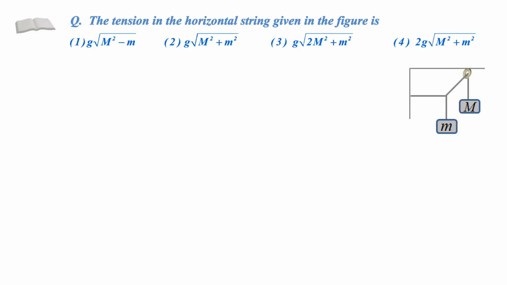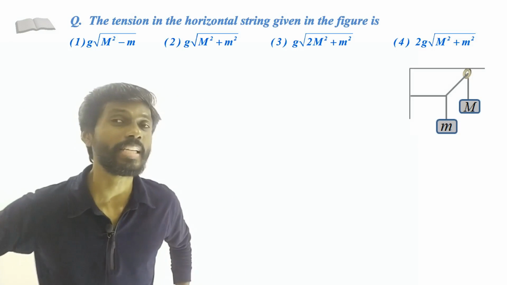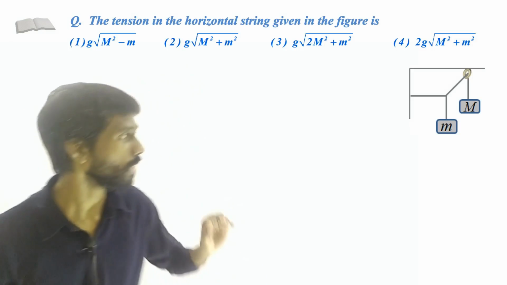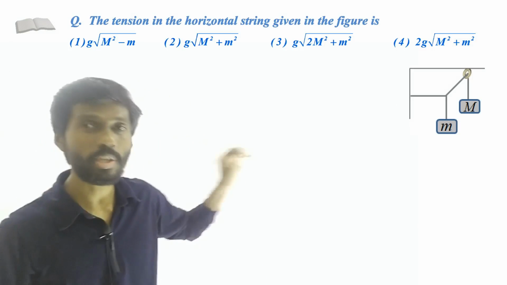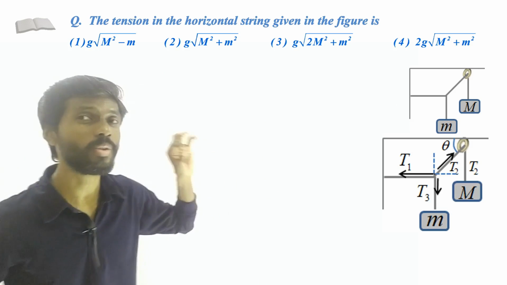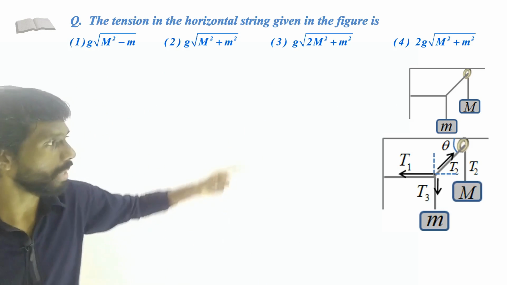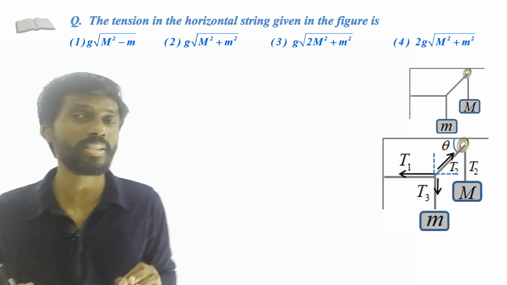The tension in the horizontal string given in the figure is, here we have two blocks attached to some strings. We have to find the tension on these three strings, right? So there is a string in the horizontal direction. So let's take the tension on this string to be T1. Similarly, that string over that ring, it's passing over that ring, so that has tension say T2, and similarly this vertical string has tension T3. Let us find the values of T1, T2 and T3 one by one.